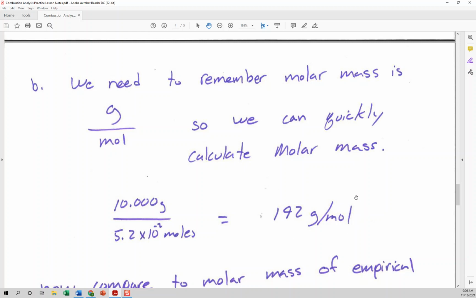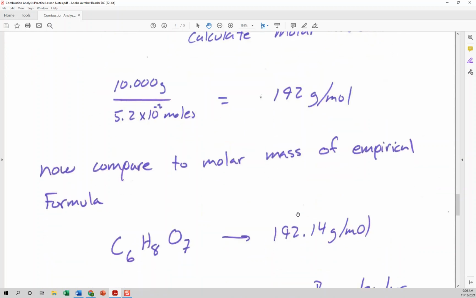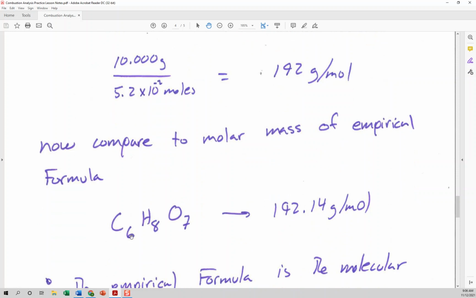All right, so now that's the molar mass of the compound, of the molecular formula, and we're going to compare this to the molar mass of the empirical formula. So if we add up 6 carbons, so 6 times 12.01, 8 times 1.01, and 7 times 16, and we add that all up, it comes out to be 192. Oh, yay. All right, so that means that the empirical formula is the molecular formula.